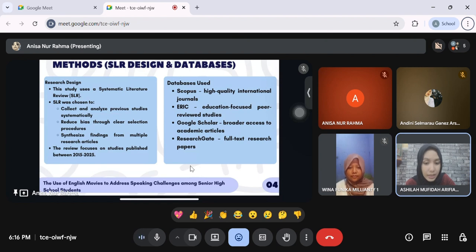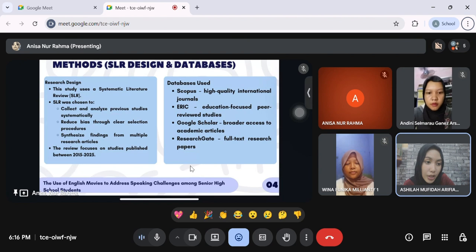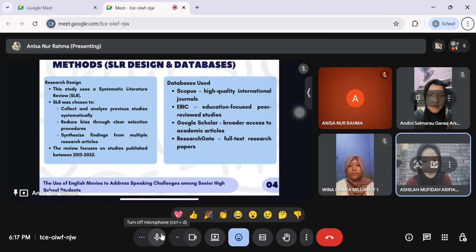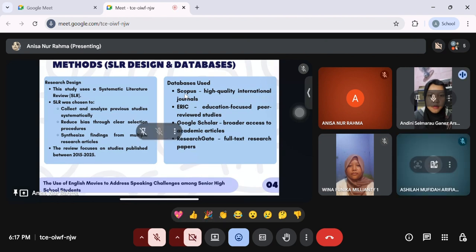To collect the data, several academic databases were used, like Scopus, ERIC, Google Scholar, and ResearchGate. By using multiple databases, we were able to obtain high quality and relevant studies related to EFL speaking skills and movie-based learning. Okay, that's all for me. Next, I will give it to my friend. Okay, time is yours. Alright, thank you for the opportunity.